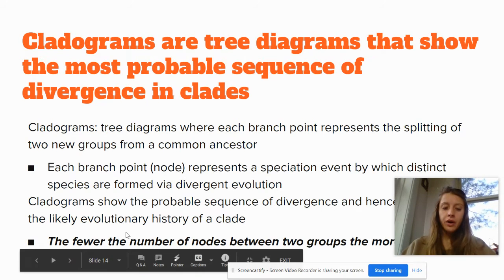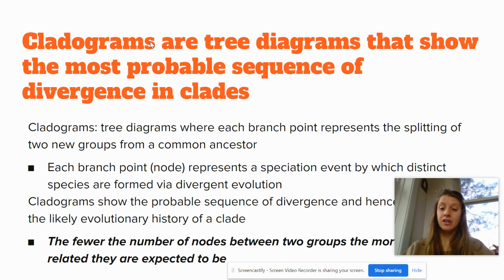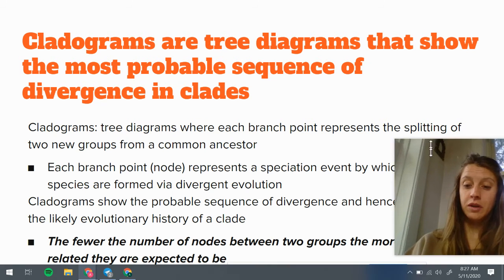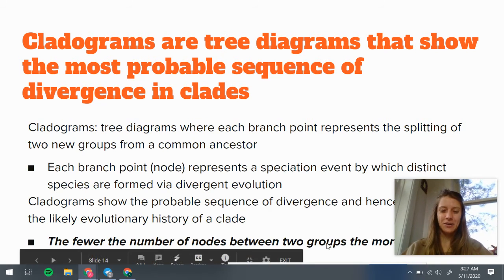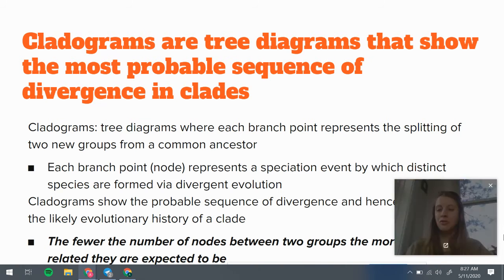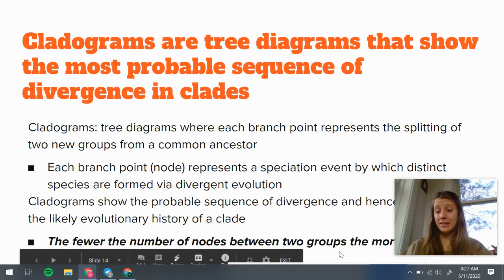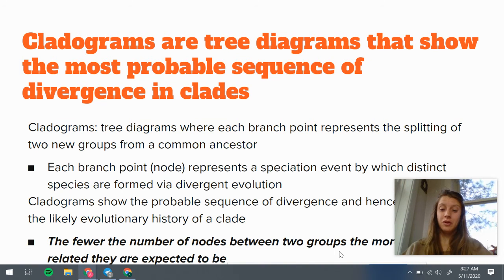And the fewer the number of nodes, this is a fill in the blank on your questions, the fewer the number of nodes between groups, the more closely related they are expected to be. I'm trying to move my camera so that you guys can read that, but it's not happening. So the fewer the number of nodes between groups, the more closely related they are expected to be.